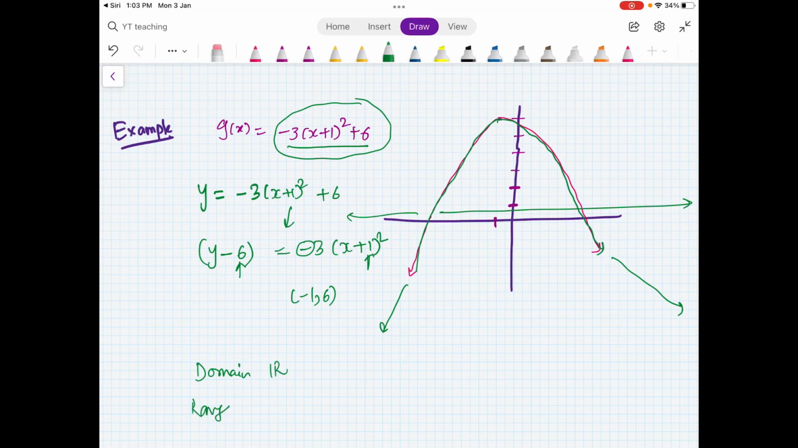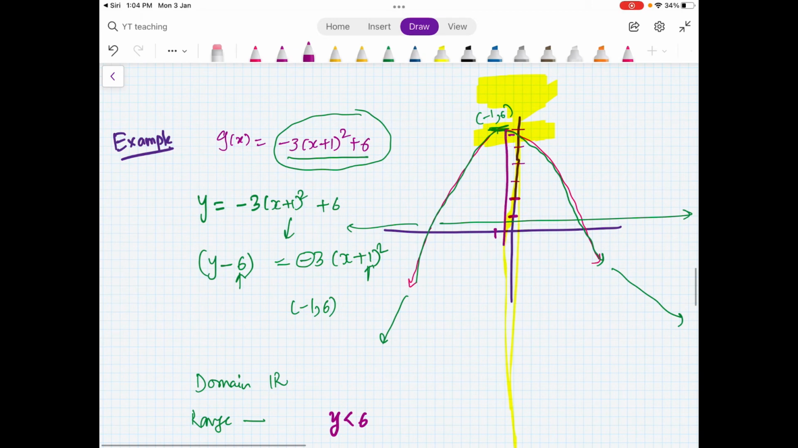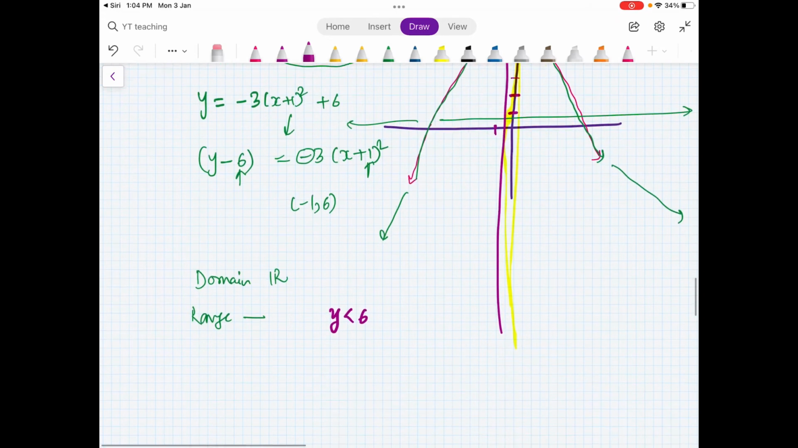And range, can you tell me? Range here is, see, this is your vertex. Vertex is minus 1 comma 6. And you know that your graph is not going up. So it means that your range, which is the possible y values, is y less than or equal to 6. Anything up to 6 is your range because your graph is not going beyond this line. Above it you have y greater than 6. So your graph is not going there. So this is your range.